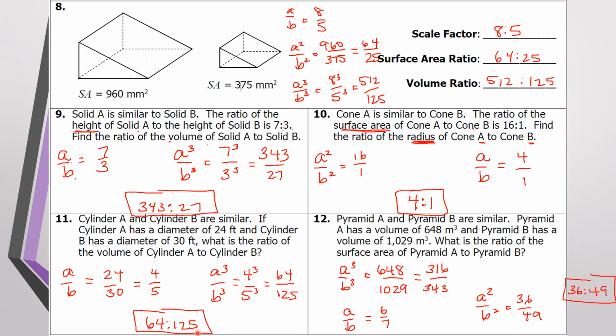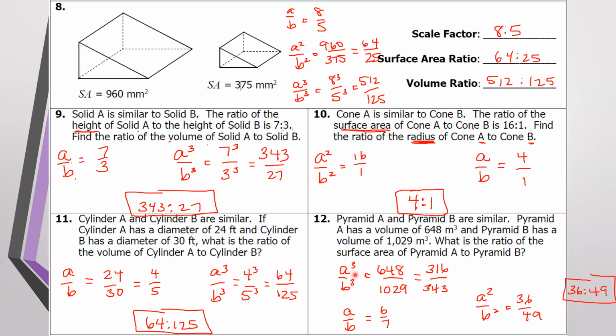Number 12 is a little trickier because they gave us the volume and they wanted to know the ratio of the surface area. But I can't go from volume to surface area. I have to go from volume to scale factor and then scale factor to surface area. So I write down the ratio of the volume that they gave us, 648 to 1029. Always reduce that fraction if you can. Okay, so that reduces to 216 over 343. I need A over B. I need to know the scale factor.